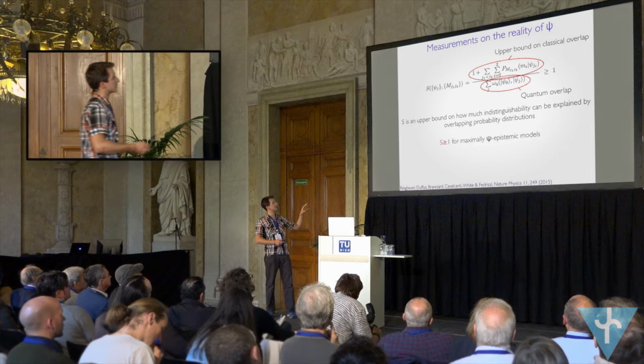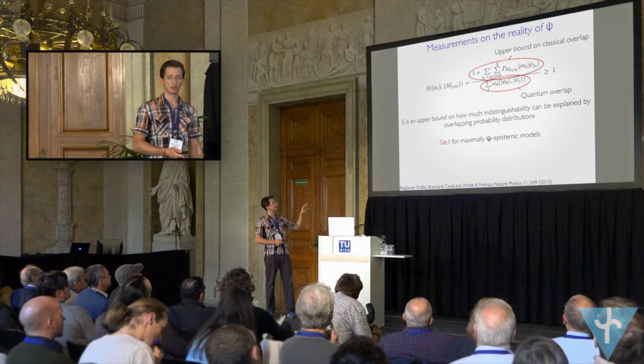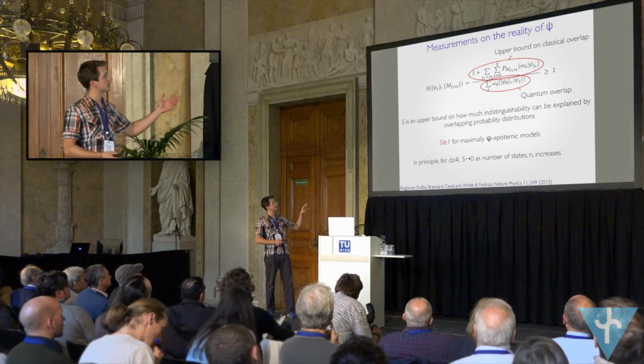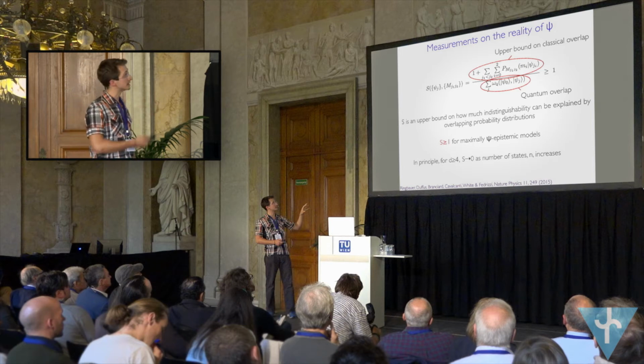And now, S has to be larger or equal to 1 for a maximally subsystemic model. And we've already heard that this overlap ratio goes to 0 with the dimension of the system, and also for fixed dimension with the number of states that we use in the experiment. And that's the path that we choose, because scaling the dimension is a bit harder. So we choose to scale the number of states.